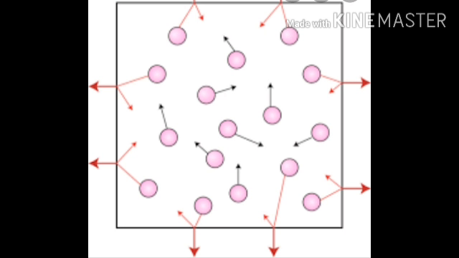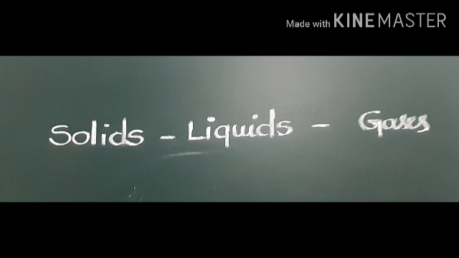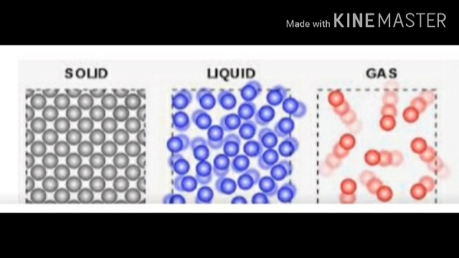Now we are going to explain some properties, the changing of properties in the case of solids, liquids, and gases. The first one is the force of attraction. How will it be in solids, liquids, gases? In the case of solids, the force of attraction between particles is more due to having less space between particles.